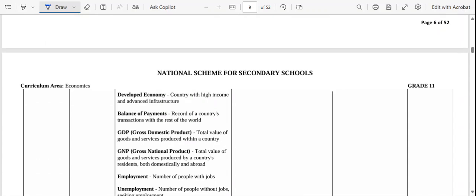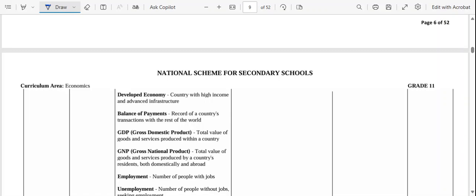After we have taken a look through all of these terms, it will be an end to the podcast, and you could take a click, or you could just leave it on autoplay and go on to the next lesson on economics. We have the developed economy, countries with high income and advanced infrastructure. We have the balance of payments. These are the records of a country's transactions with the rest of the world. Your country might not be my country, but there is a record of countries' transactions with other countries of the world. And that's what we mean by balance of payments.